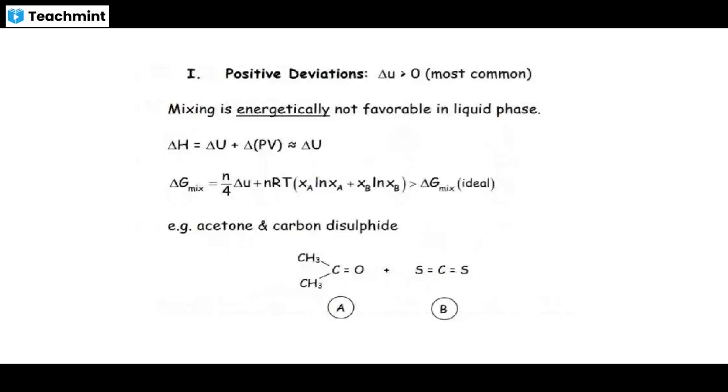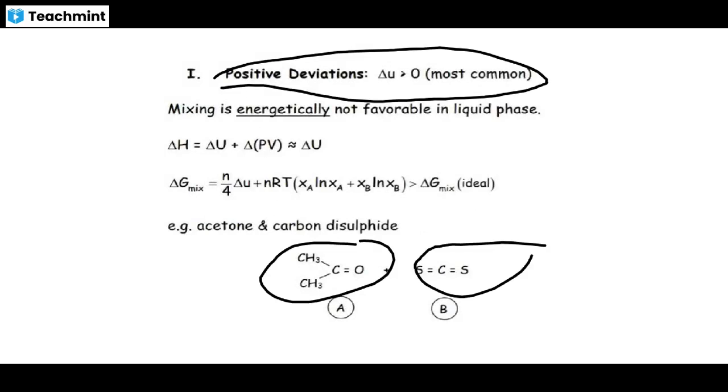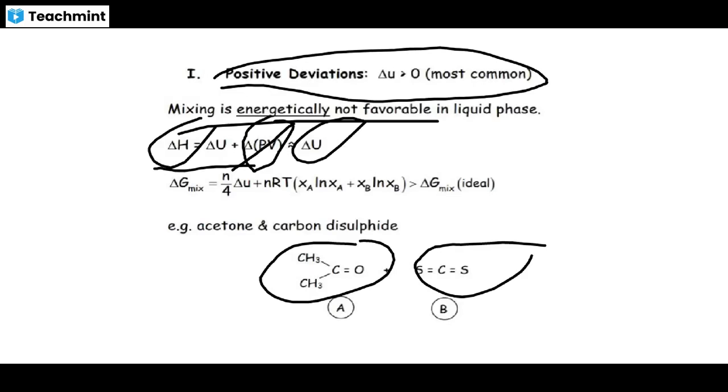Positive deviation: when does it happen? Take the example of acetone and carbon disulfide. There is no favorable interaction between these two, so the mixing is energetically not favorable in the liquid phase. Then delta G equals delta U plus delta PV. In the liquid phase, the PV term is 0, so there is no change in volume. So delta H is approximately equal to delta U.